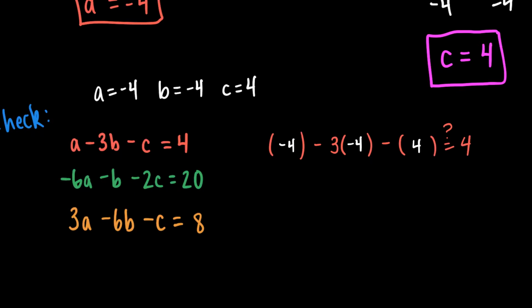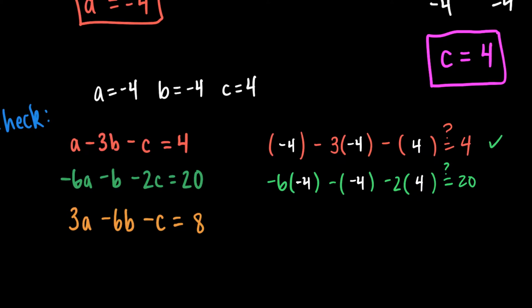And now we're going to do the second equation. So we've got negative 6A minus B minus 2C is supposed to be equal to 20. Does it actually equal 20? So A is negative 4, B is negative 4, C is 4. So negative 6 times negative 4 would give us 24 plus 4 minus 8. So 24 plus 4 would be 28, minus 8 would be 20. So that one works.